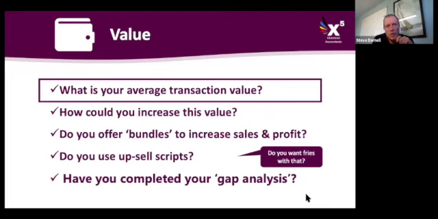So the key issue here is please do track, record, review and talk about your average transaction value, ideally on a monthly basis, and then work to start pushing up and increasing your average transaction values.